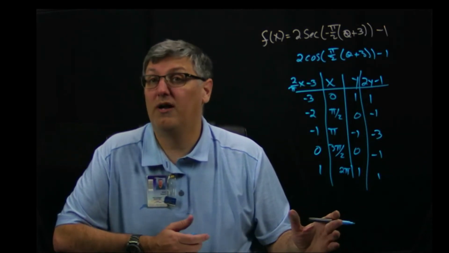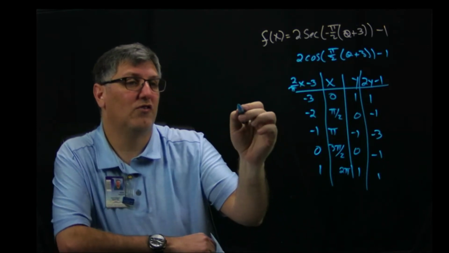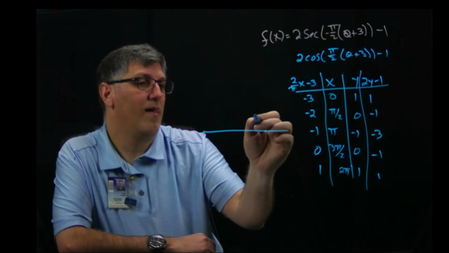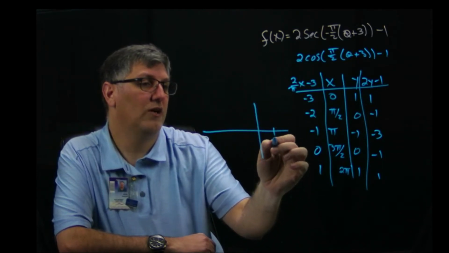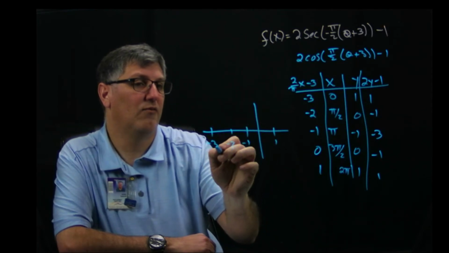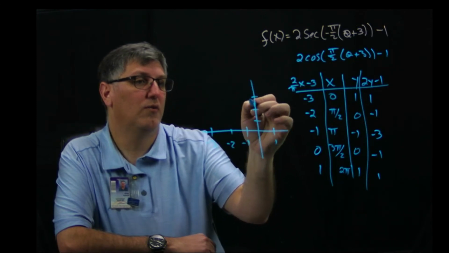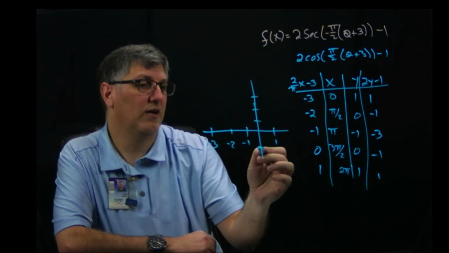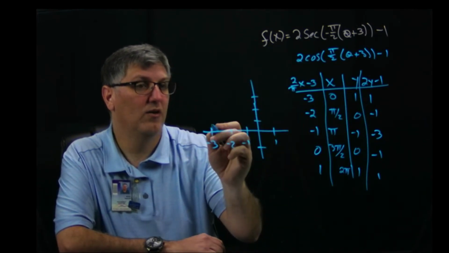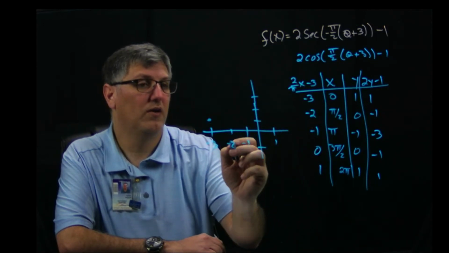All right. All I have to do at this point is graph my cosine wave. So let me move over to the side. Since I'm using blue and I'm wearing blue, you can see what's going on. If I have 0, here's 1, negative 1, negative 2, negative 3, 1, 2, 3, and negative 1. All right, so here is my cosine wave. Negative 3, 1. Negative 2, negative 1.